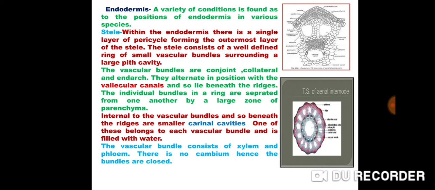One of these belongs to each vascular bundle and is filled with water. The vascular bundles consist of xylem and phloem. There is no cambium, hence the bundles are closed.